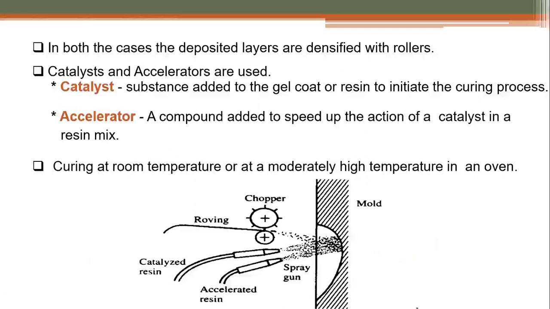So these catalysts and accelerators are used. So first of all, what is a catalyst and what is an accelerator? So this catalyst is a substance which is added to the gel coat or resin to initiate the curing process. But an accelerator is a compound which is added to speed up the action of the catalyst in a resin mix. So in a resin mix, they are going to speed up the action of a catalyst.